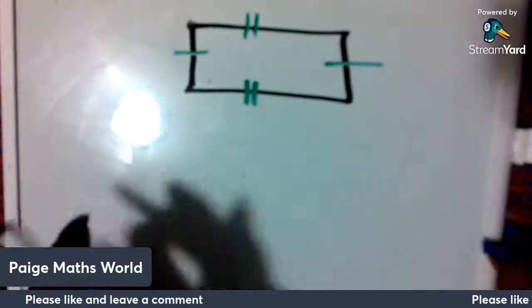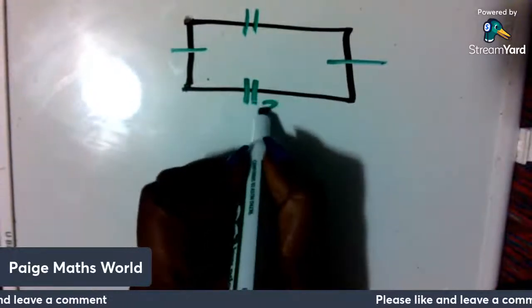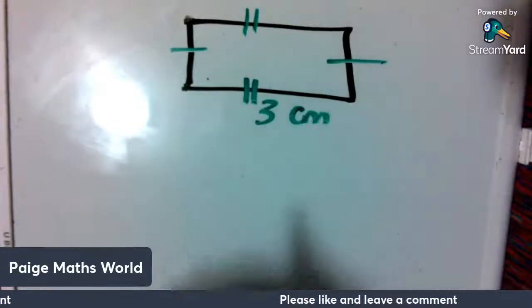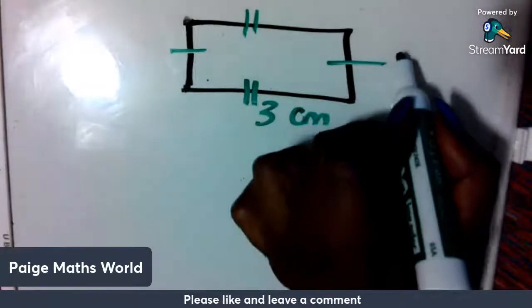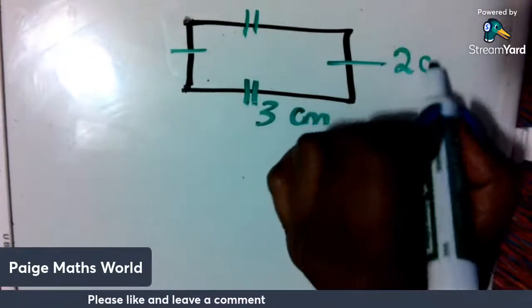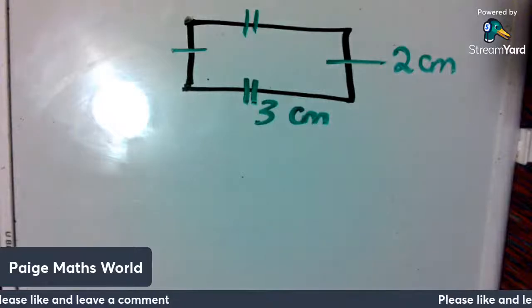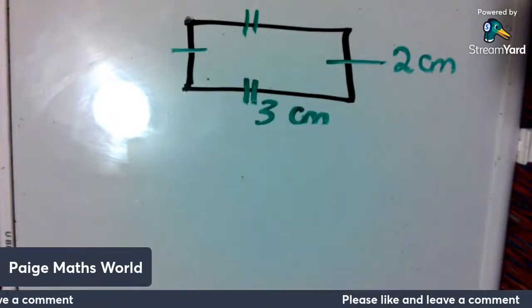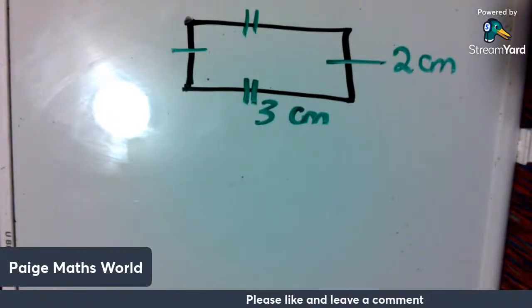So if I give you this side to be 3 centimeters, and I give you this side to be 2 centimeters, and I ask you to find the perimeter of this rectangle, would you be able to tell me the perimeter of this rectangle?